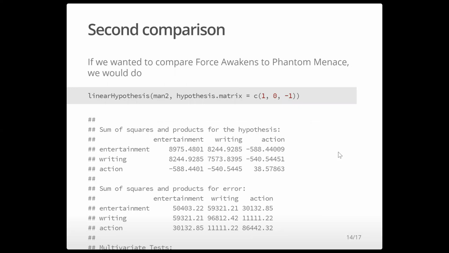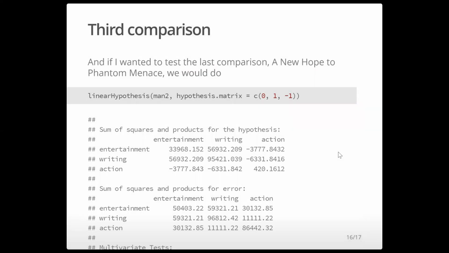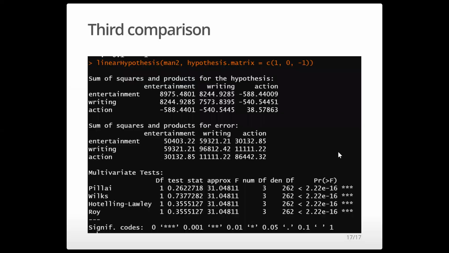Of course, if we wanted to compare the Force Awakens to Phantom Menace as a 3rd variable, we can do this contrast. And here's that output. And then the 3rd comparison, if we wanted to compare A New Hope to the Phantom Menace, this is the last pairwise comparison we can do. We just do it this way with this contrast matrix, and then we get this output.